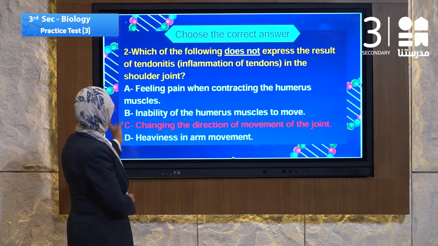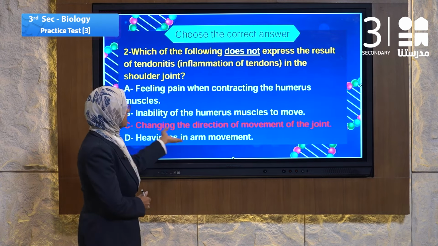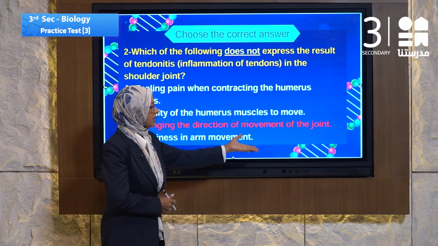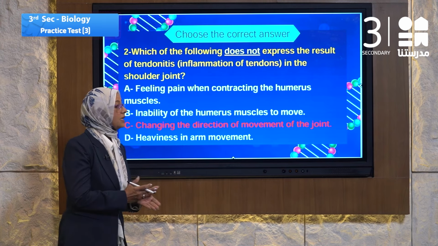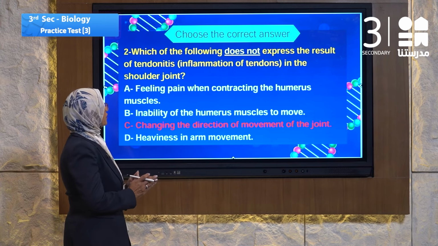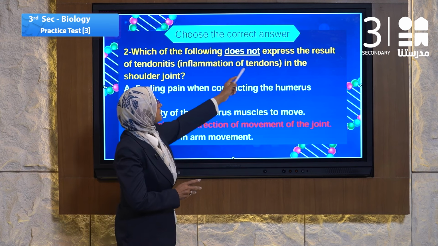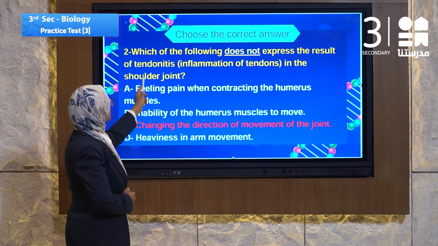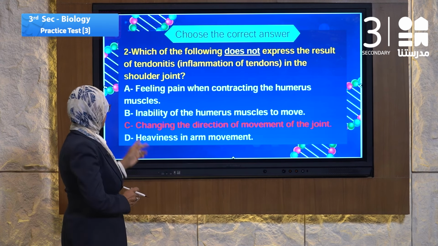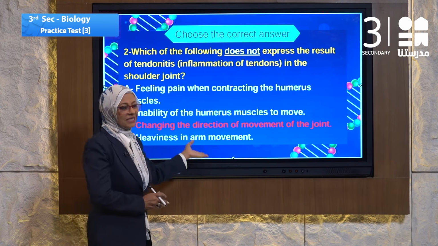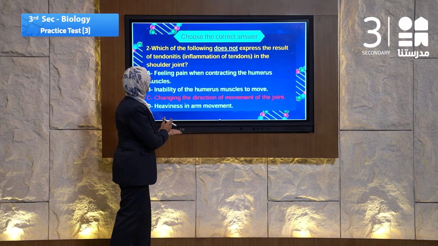So the answer must be C, changing the direction of movement of the joints. It is the one we are searching for, what does not express the result of tendonitis. Yes, the answer will be C. Let's go to the third question.